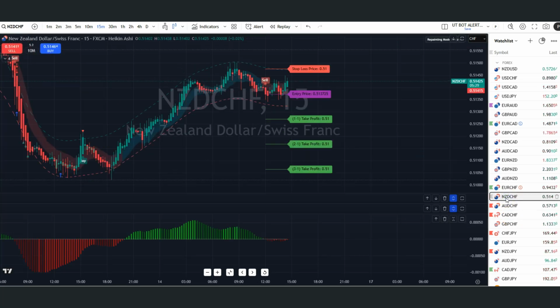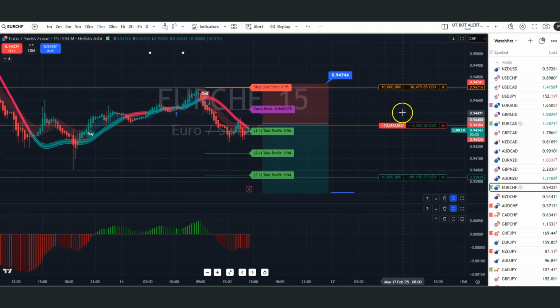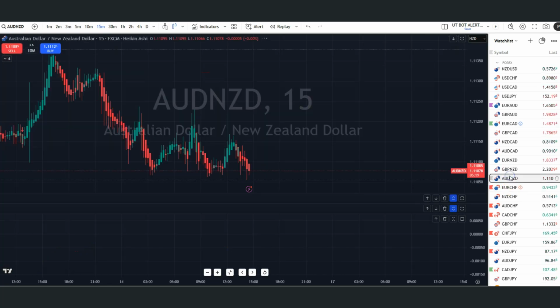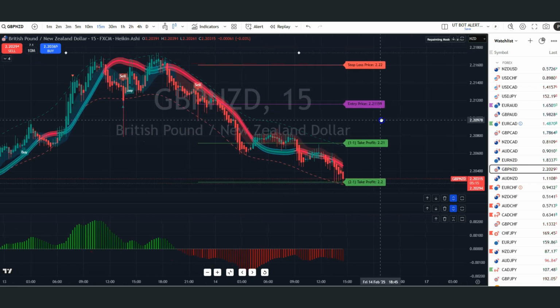New Zealand Swiss doing pretty much the same thing. Euro Swiss doing nothing, in the money but floating around at the moment. That should be a sell now. Aussie New Zealand doing nothing. Pound New Zealand, oh, had an entry there.